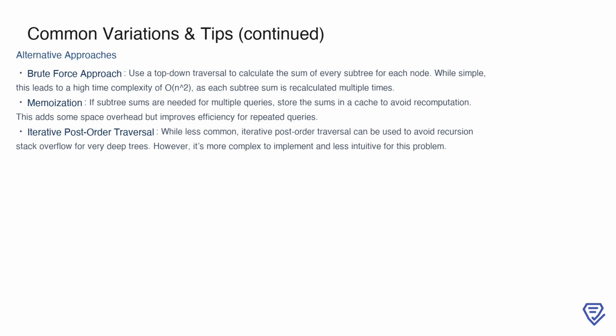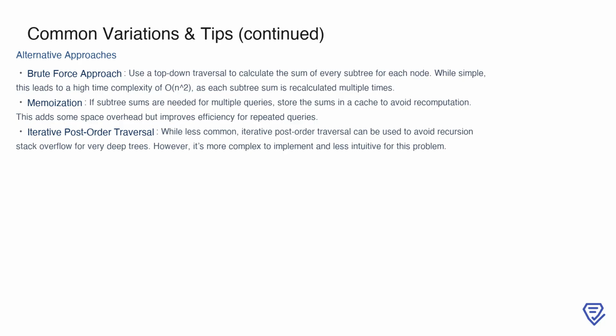A more efficient alternative, if subtree sums are needed for multiple queries, is to use memoization. By storing the sums in a cache, you can avoid recomputation, which saves time at the cost of some additional space overhead. Another option is to use an iterative postorder traversal instead of a recursive one. This approach avoids the risk of stack overflow for very deep trees, but it's more complex to implement and can feel less intuitive for this problem.